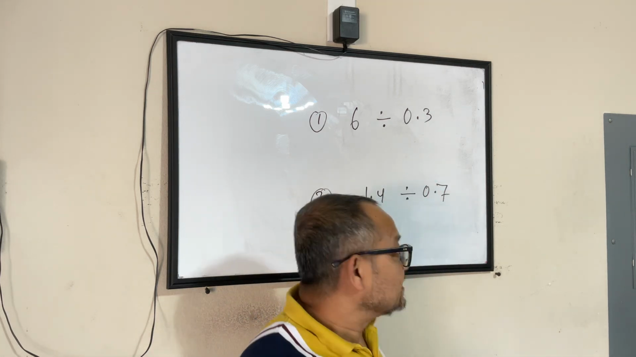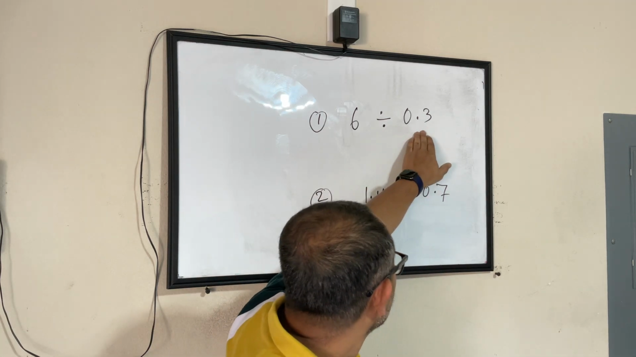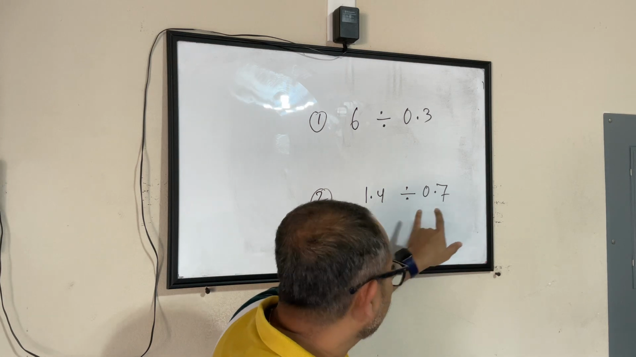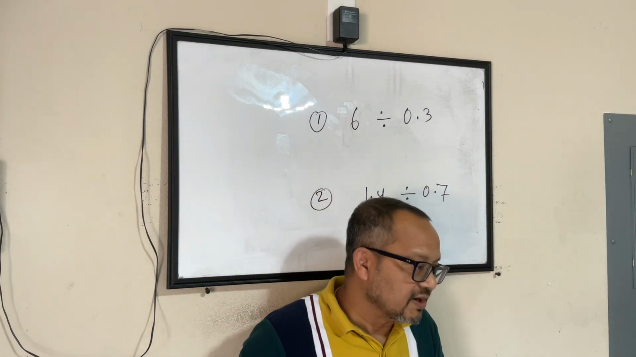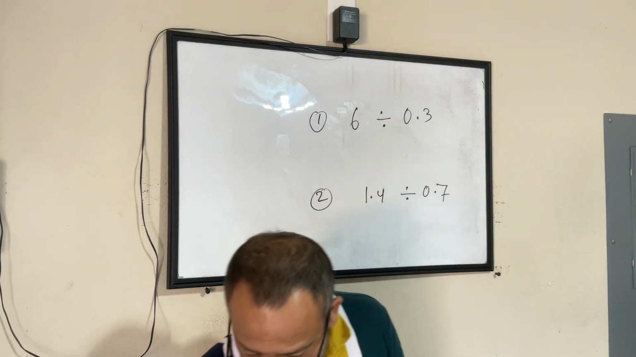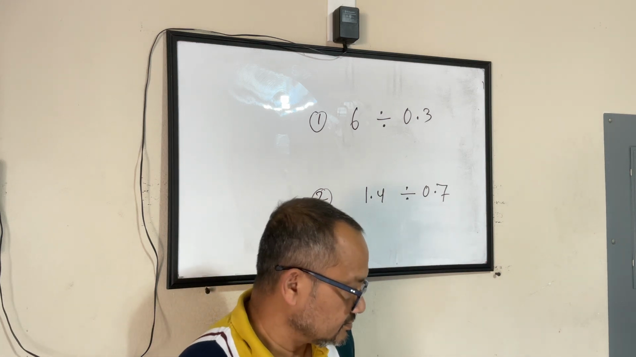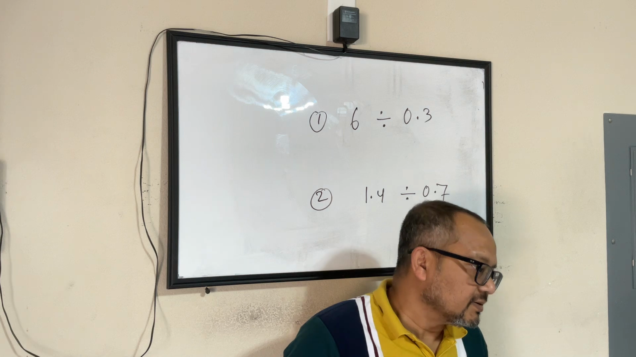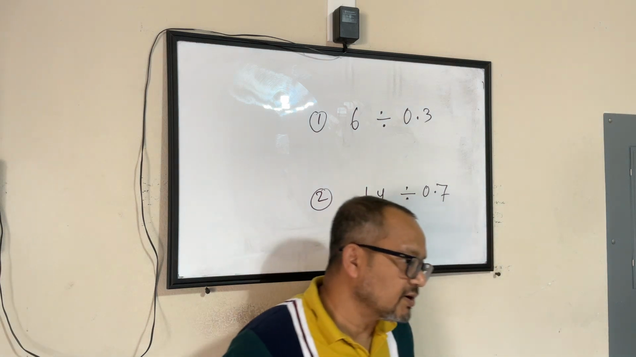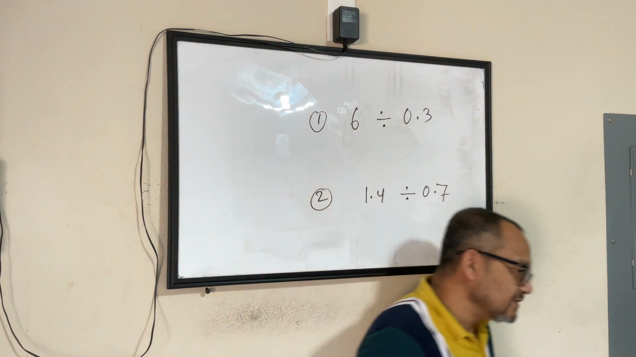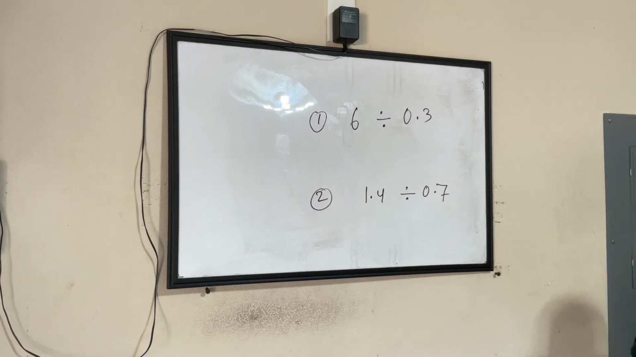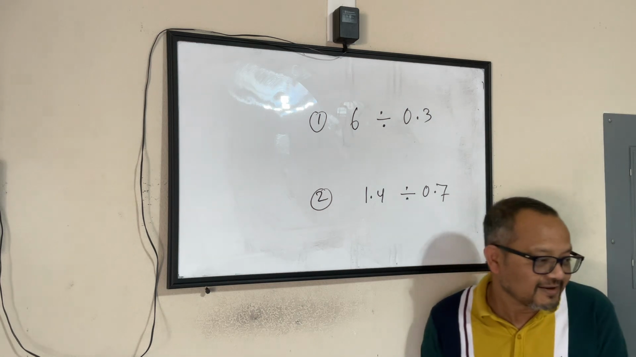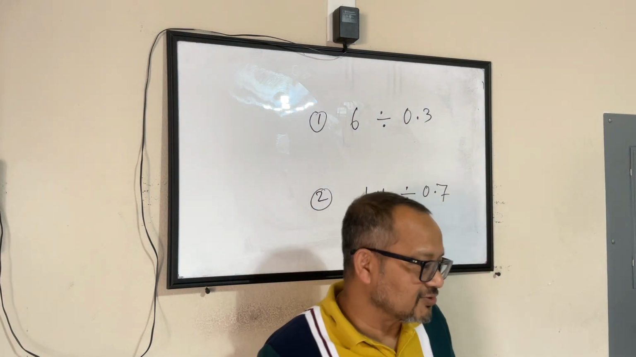Solve it. 6 divided by 0.3 and 1.4 divided by 0.7. I want you guys to solve it and tell me the answer. Nikhil, are you doing it? Do it. Have you finished it? You have not finished it. You have just written the question. You have to solve it also.